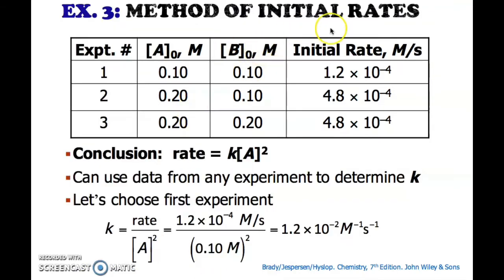So for the method of initial rates, we can find k. Our exponent m here is 2, and this is the concentration of A with exponent 2 here. You can use data from any experiment to determine k. Let's choose the first experiment. We choose rate 1 here and divide by the concentration of A, and you get the rate constant. So you can use data from any experiment to determine the value of k.